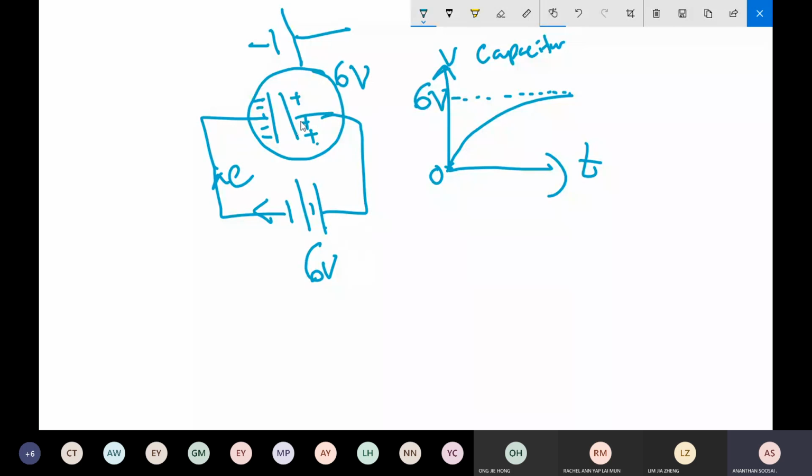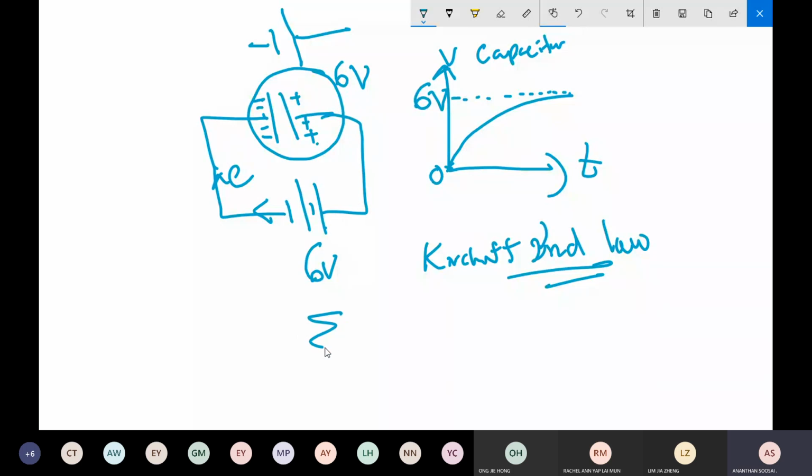Once the capacitor eventually achieves 6 volt, recall Kirchhoff's second law. What does Kirchhoff's second law say? The total EMF equals the total potential drop. So this becomes 6 volt. What happened to the total EMF in this circuit? 6 volt, 6 volt.